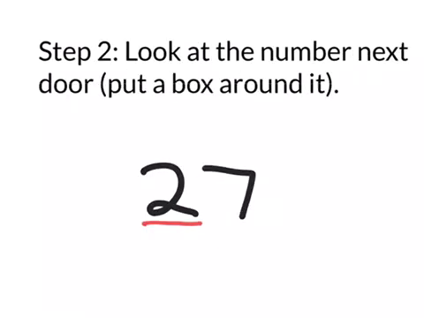So we've already underlined the number that we're going to be rounding to the nearest 10. So step 2 says look at the number next door and put a box around it. So the number next door to the right of our 2 is 7. So we're going to put a box around the 7. That is step 2.